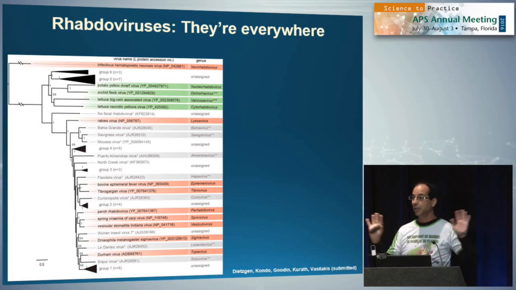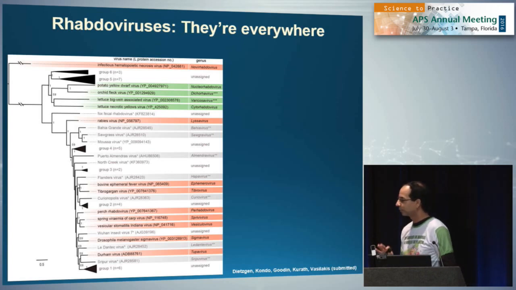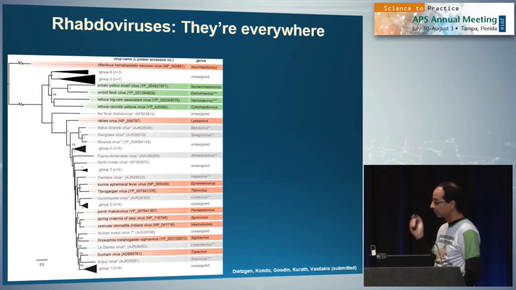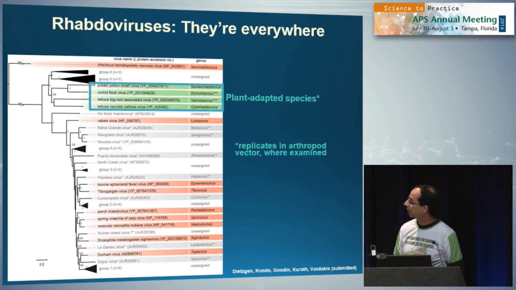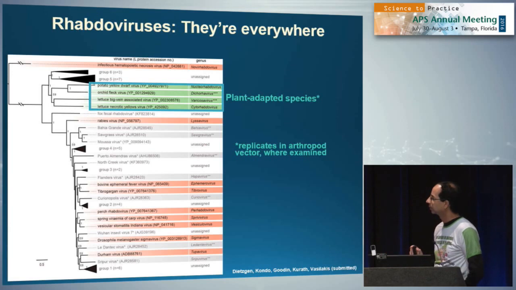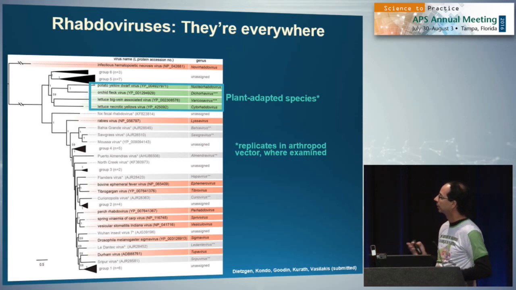So the first talk talked about viruses in nature, and likewise, rhabdoviruses are everywhere. If you're more complex than yeast, you probably will encounter a rhabdovirus somewhere in your phylogenetic lineage. I just want to really focus on 2 groups, and these are the plant-adapted species. And I say plant-adapted because in all cases where it's been examined, these viruses replicate in their arthropod vector. So they're as much an animal virus as they are a plant virus, but they replicate in both.